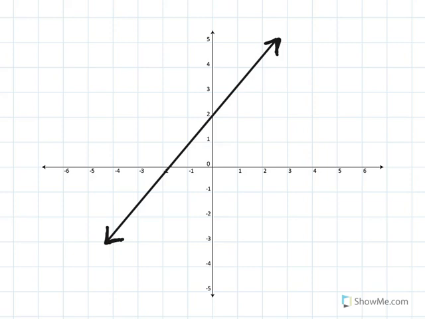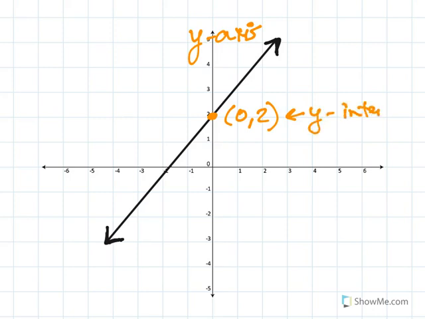So we're just going to look at two graphs. So we have a nice line here, and we want to know what is the y-intercept. Well, again, remember the y-axis is the vertical axis. So where does this line cross the y-axis? Well, it crosses right here at a y value of 2. So the point is 0, 2, and this is the y-intercept.